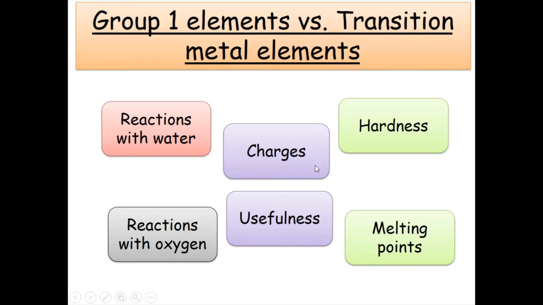Transition metals have different charges. We'll go on to that next session. Alkali metals have a charge of plus, a positive charge. Because they are all placed in group 1, they all need to lose one electron to get a full outer shell.